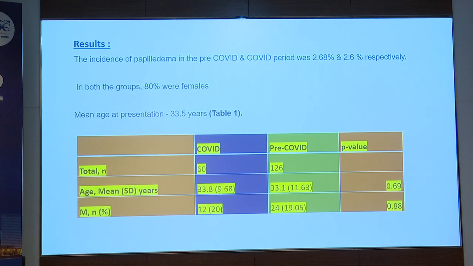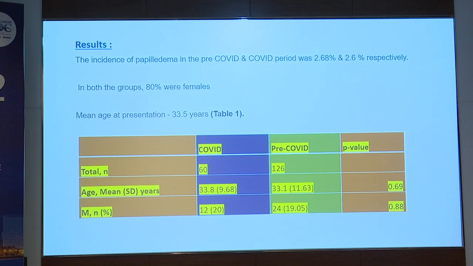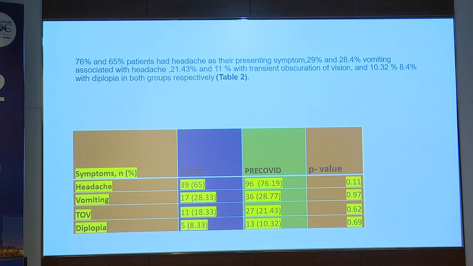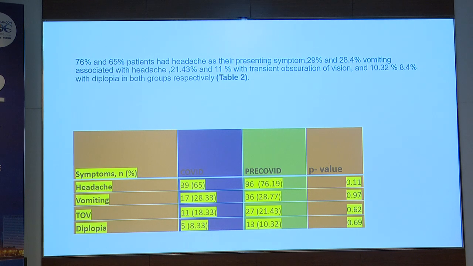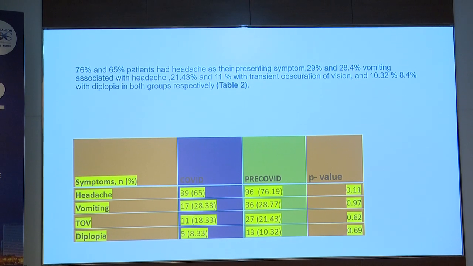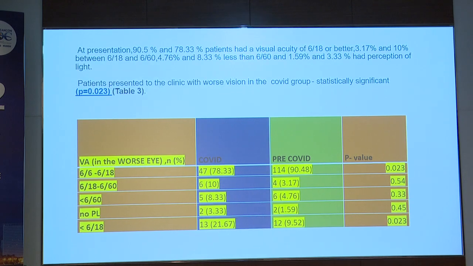Coming to the results from our study, the incidence of papilledema in the pre-COVID and the COVID group were almost similar. Also, 80% were females in both the groups, and the mean age of presentation was 33.5 years in both the groups. Coming to the most common presenting symptom, it was headache associated sometimes with vomiting in both the groups.